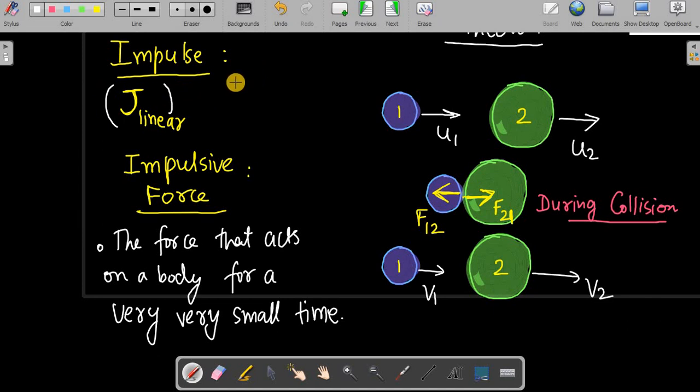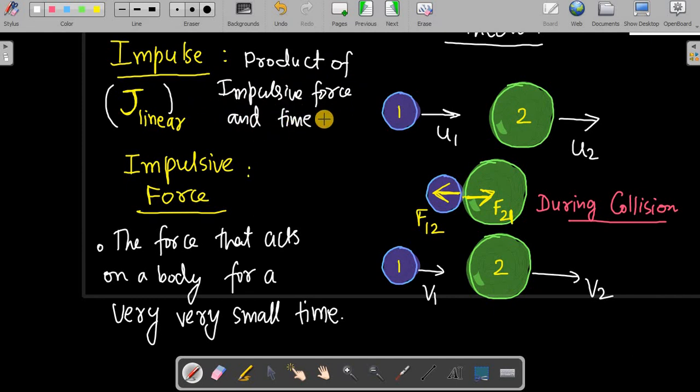This linear impulse is defined as the impulsive force into the time duration. Impulse is defined as the product of impulsive force and the time duration for which the impulsive force acts.